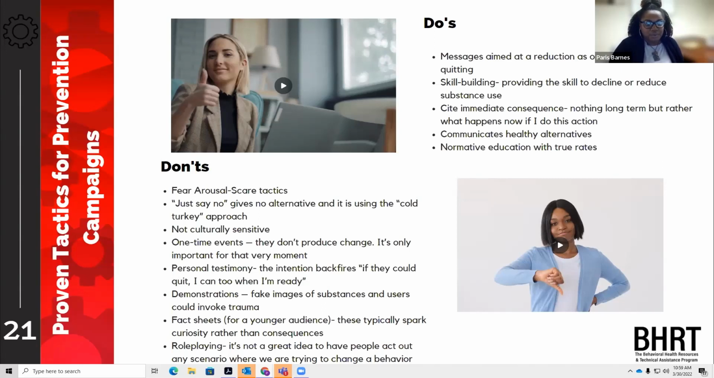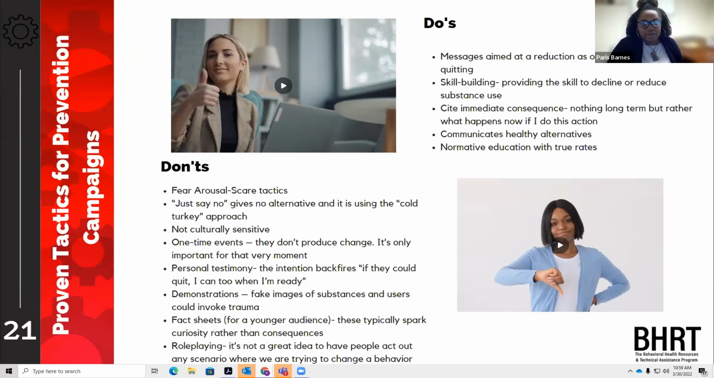Ooh, and then here are some don'ts. So fear tactics or scare tactics, they don't work. They often come off as being kind of hilarious and cheesy, and then they miss the message of exactly what you try to do. The "just say no" approach gives no alternatives, and it's kind of using the cold turkey approach, again, which we all know doesn't really work.